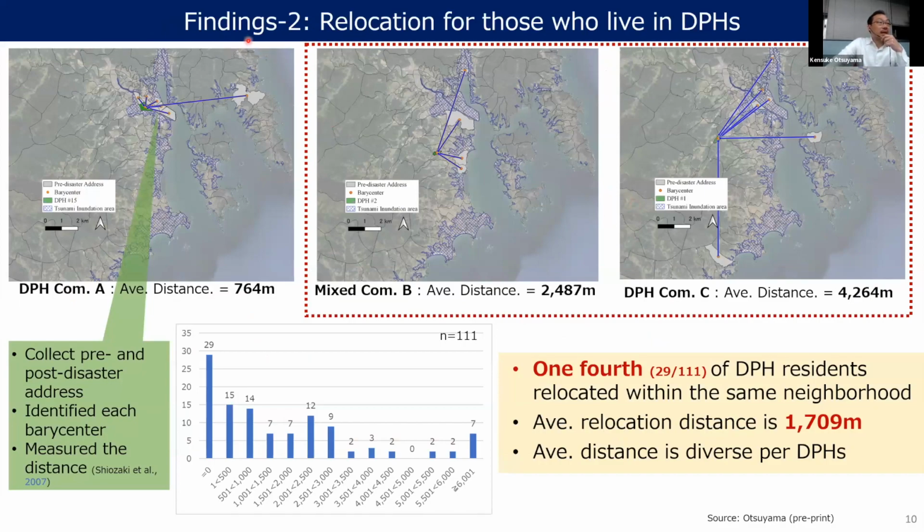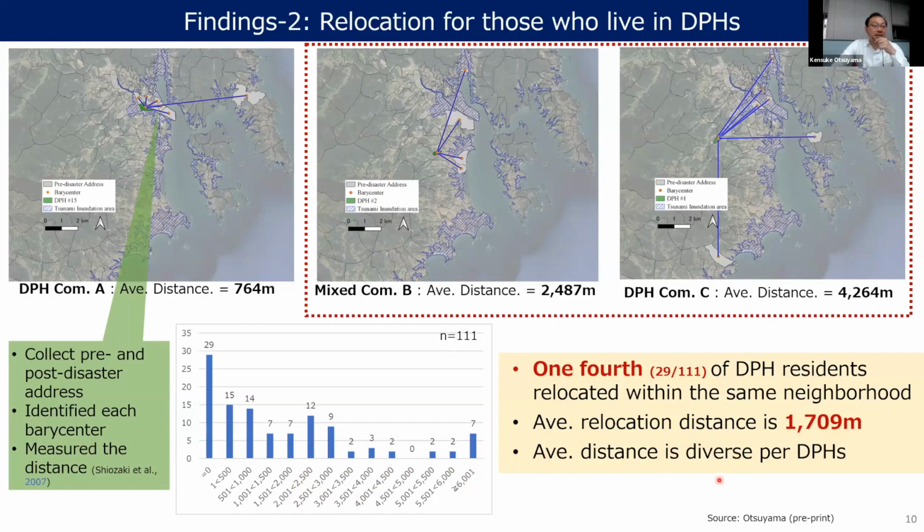The second finding is the distance. Based on past literature, I measured the distance. I collected the pre-disaster address and the post-disaster address, identified the barycenters of the neighborhoods, and measured the distance one by one. Based on the questionnaire survey, 111 residents lived in disaster public housing, and a quarter, 29 respondents, answered that they moved within the same neighborhood. But some of them relocated more than 2 kilometers, 4 kilometers, or 6 kilometers. The overall average relocation distance was 1,909 meters.